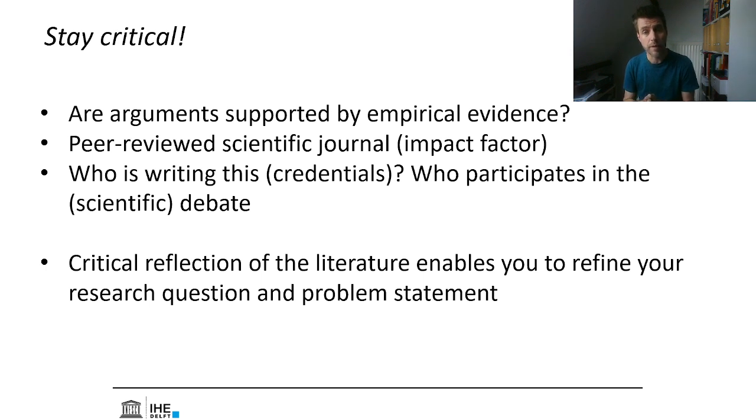If you have a scientific journal, maybe you could look into the impact factor. When you have found literature in Google Scholar, it often also mentions how often it is cited by others. That also gives you some credibility of that particular paper. You can ask yourself, okay, who is writing this paper? Are these authors that have published a lot of work on this particular topic? Maybe their affiliation to a particular university tells you something.